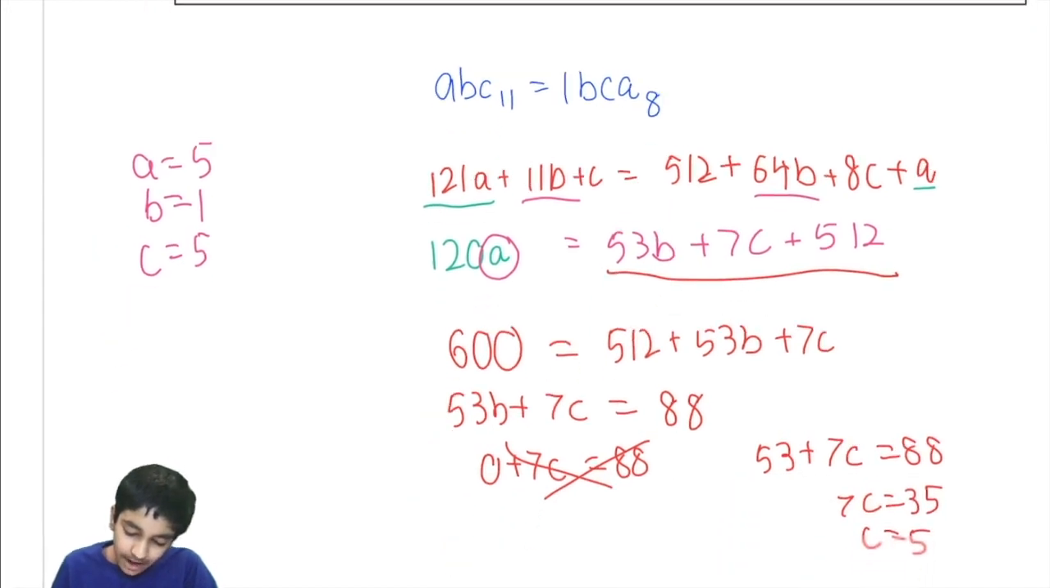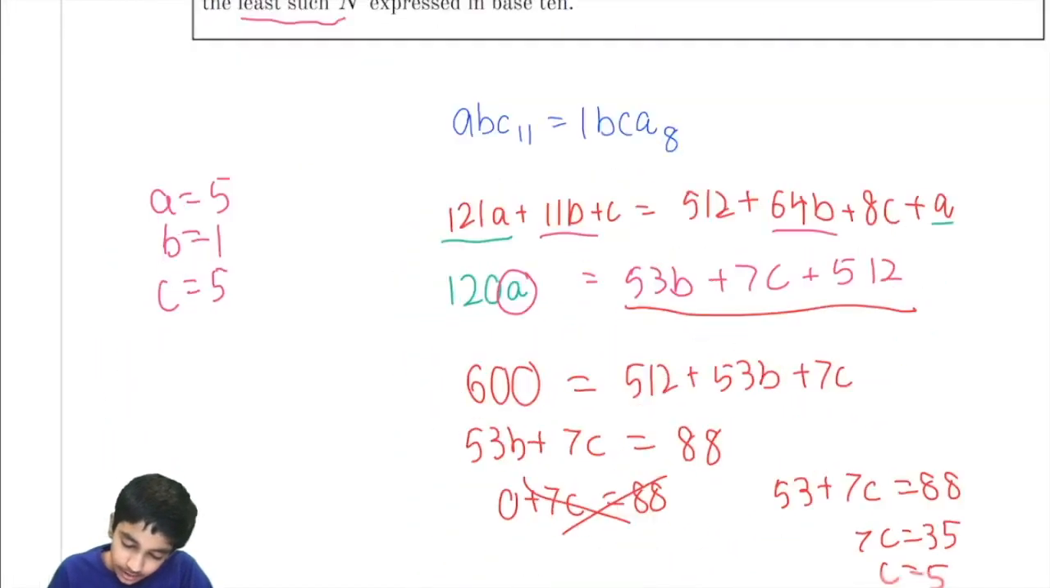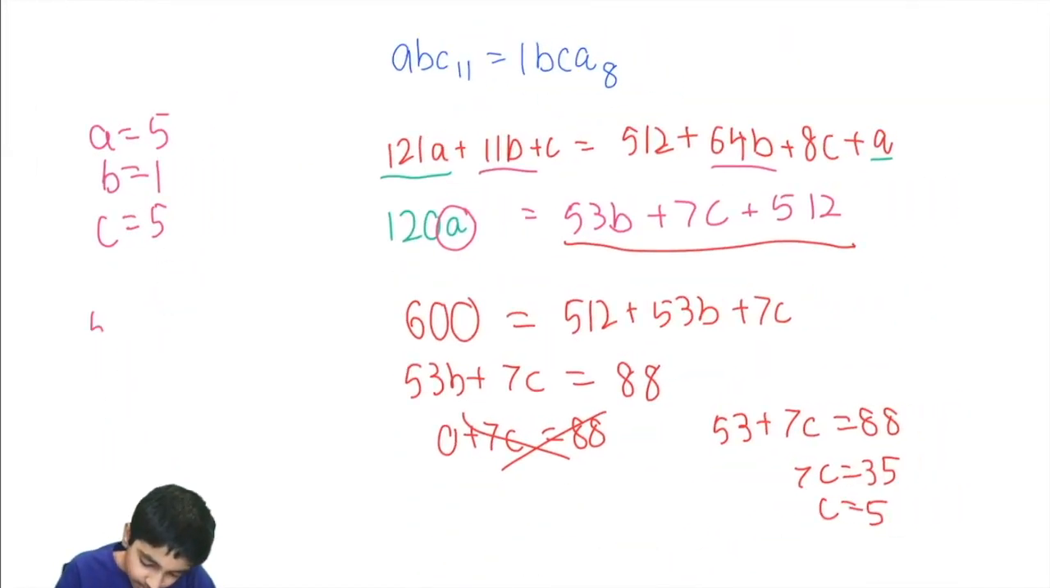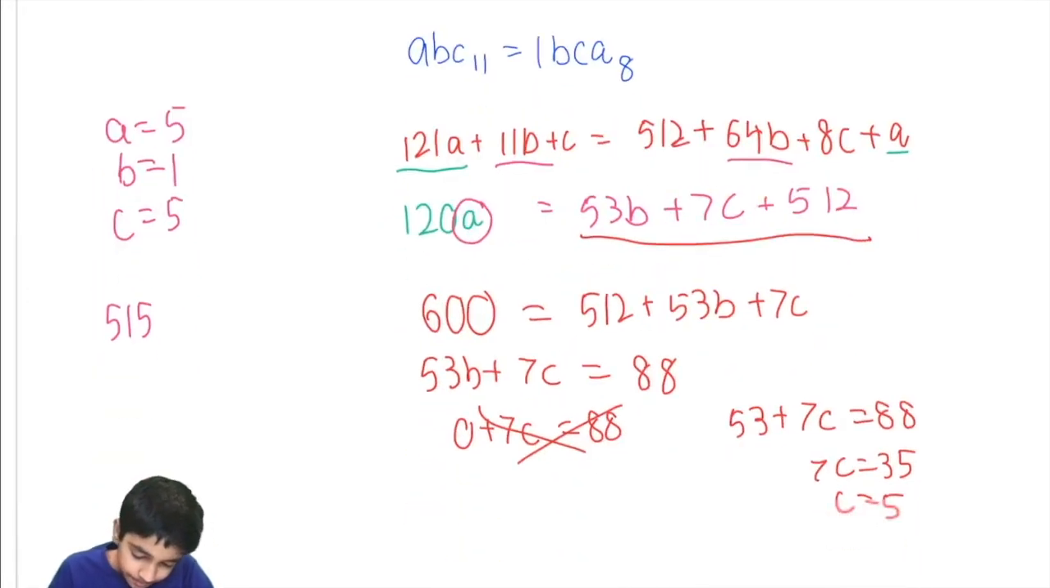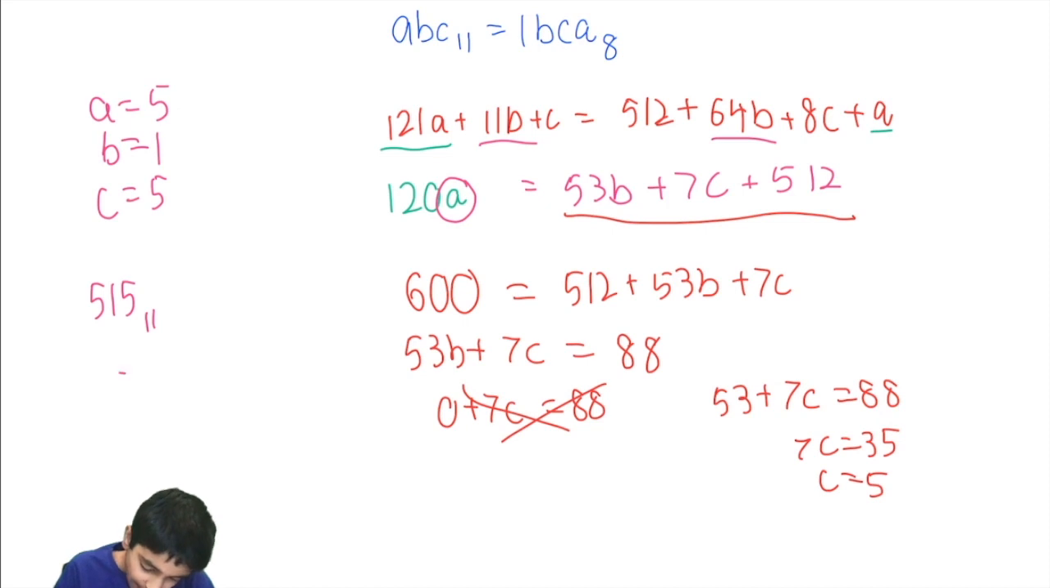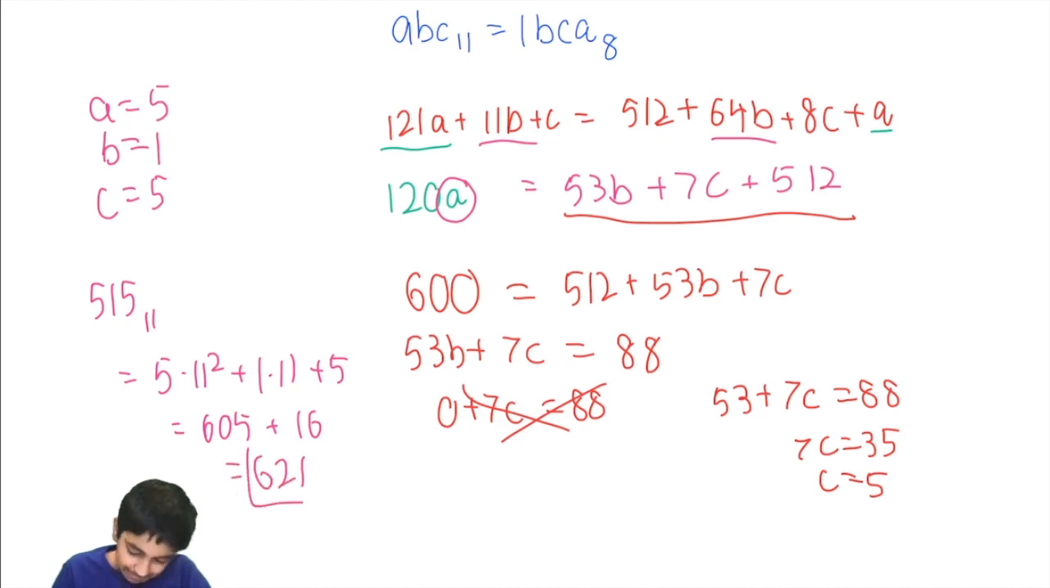So now we just see, okay, 515 base 11. What is 515 base 11 in base 10? It's just going to be equal to 5 times 11 squared plus 1 times 11 plus 5, which is just going to be 605 plus 16, which is 621, the answer for this problem.